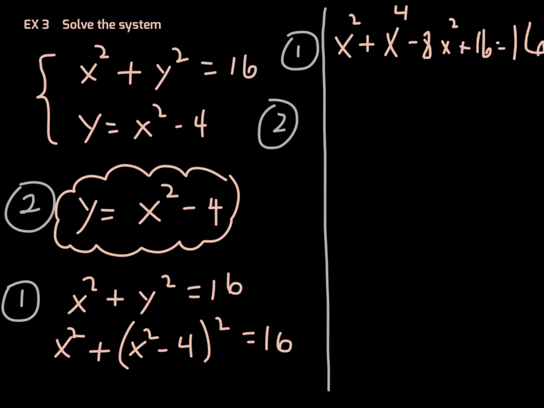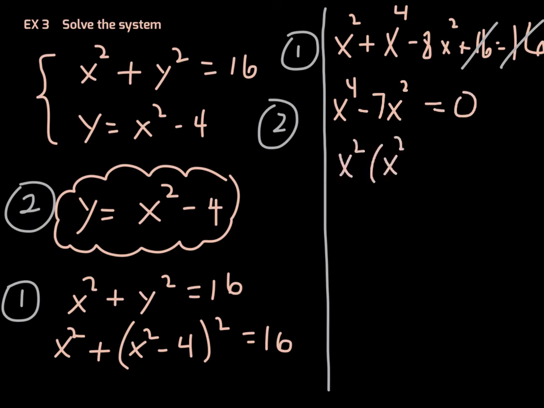Cool. Let's combine like terms. So on the left, you have x to the fourth, and then x squared minus 8x squared gives you negative 7x squared. And then, watch this, this 16 and this 16 cancel. And so now your equation is set equal to 0. Cool. Factor out an x squared, leaving you with x squared minus 7 is equal to 0. Set each factor equal to 0 and solve.